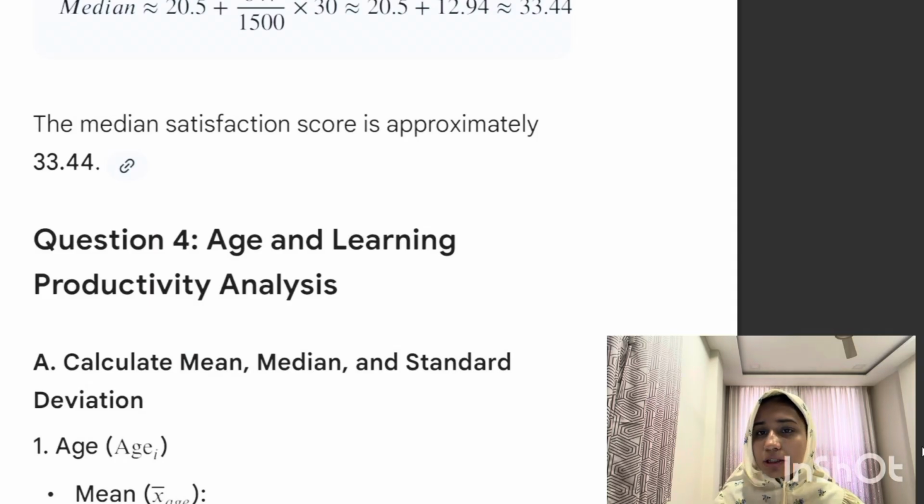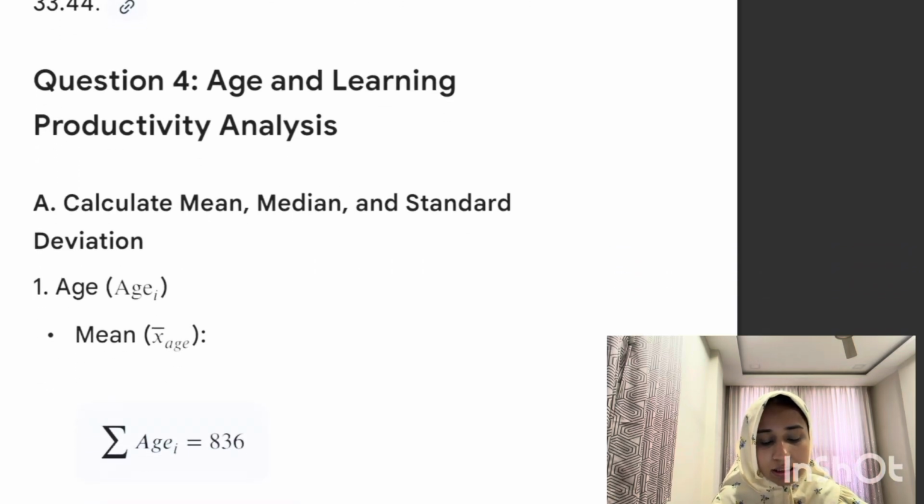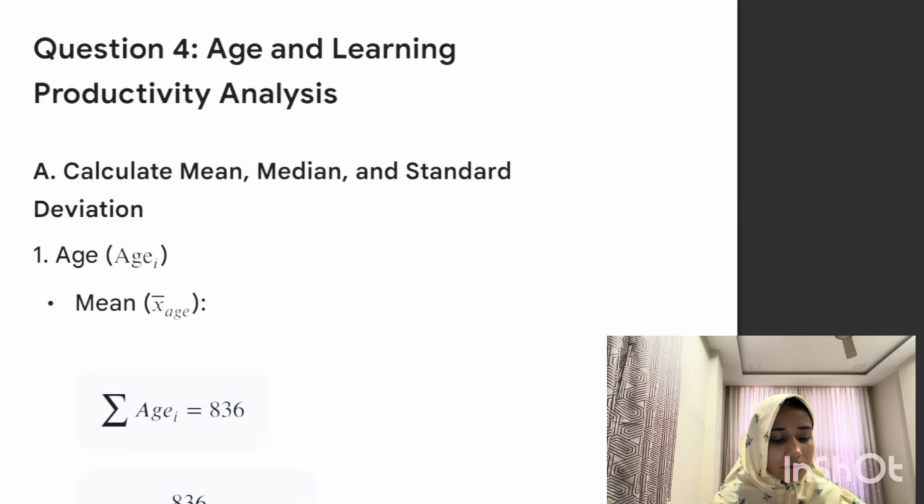Let's move forward to question number 4. In the Department of Lifelong Learning, feedback was collected. In this feedback, they collected the age of the student and the self-assessment of learning productivity, in percentage, from a total of 18 students, and the data is given. Now we have to find the mean, median, and standard deviation of the age and productivity.